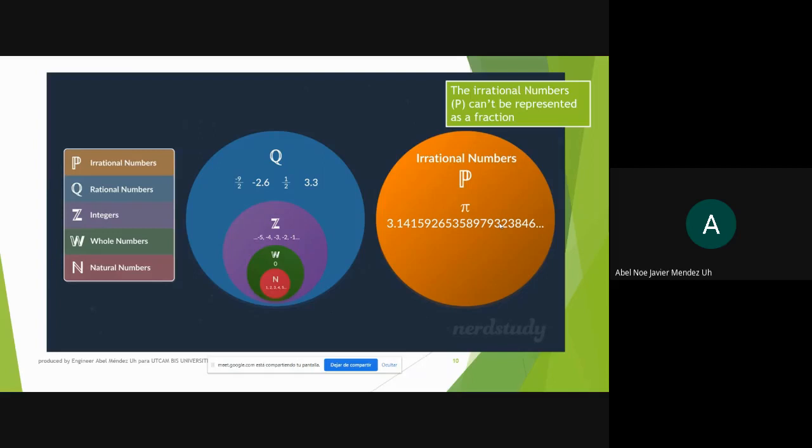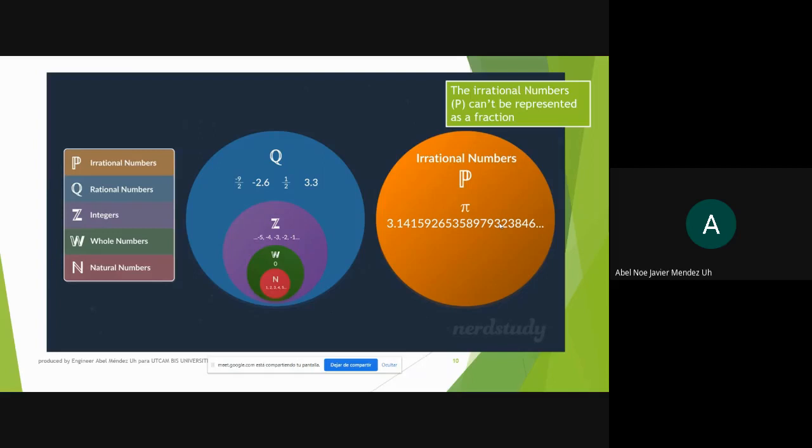And like we have here one example, the number pi, okay? Number pi is an infinite number, a non-ending number, 3.14159, and the numbers continue, okay? A non-ending number.